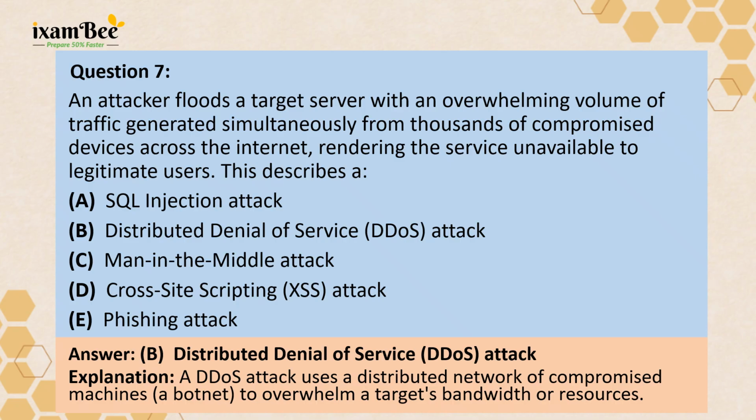The two key details here are thousands of compromised devices and overwhelming volume of traffic aimed at making a service unavailable. That combination, a distributed network of compromised machines, commonly called a botnet, flooding a target's bandwidth or resources simultaneously, is precisely what defines a DDoS attack. It's not SQL injection, which targets a database through malicious input, and it's not phishing or man in the middle, which are about deception or interception rather than volume-based flooding. So the answer here is B, which is DDoS attack.